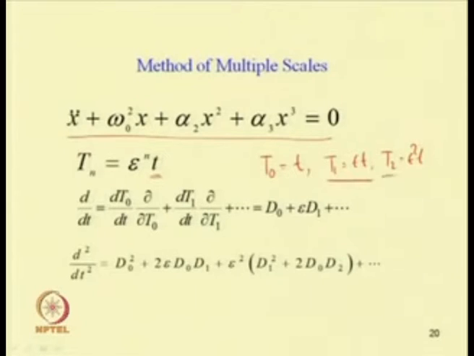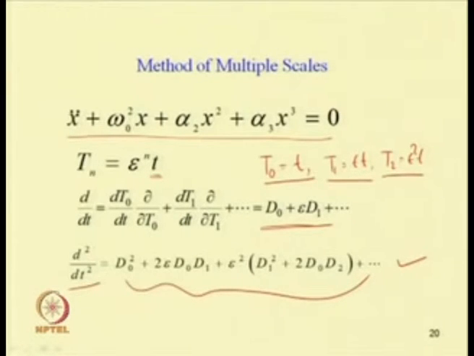T 0, T 1, T 2 are different time scales corresponding to our second hand, minute hand and hour hand. So, T 0 equal to T, T 1 equal to epsilon T and T 2 equal to epsilon square T. By taking different time scales, we already know d by dt can be written in this form, that is d 0 plus epsilon d 1, and d square by dt square can be written as d 0 square plus 2 epsilon d 0 d 1 plus epsilon square d 1 square plus 2 d 0 d 2 and higher order terms.